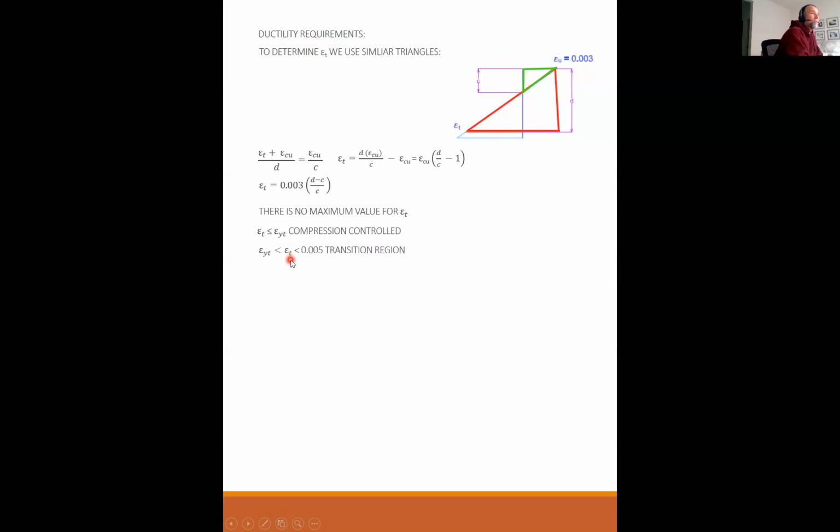If epsilon sub T is between the yielding strain and 0.005, this is a transition region. And this is where we use our linear interpolation. If epsilon sub T is greater than 0.005, then we say that it is tension controlled. And compression controlled, transition region, tension controlled, all have very distinct meanings when you're talking about the phi factor.